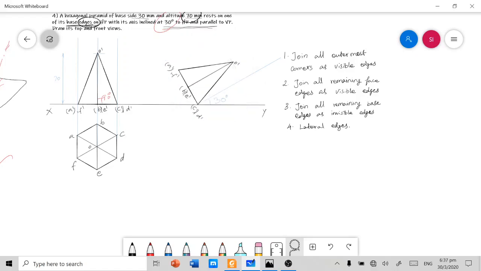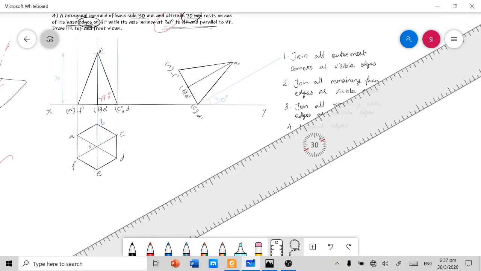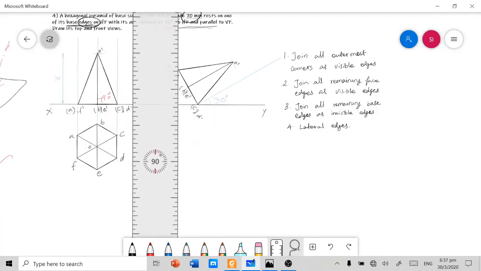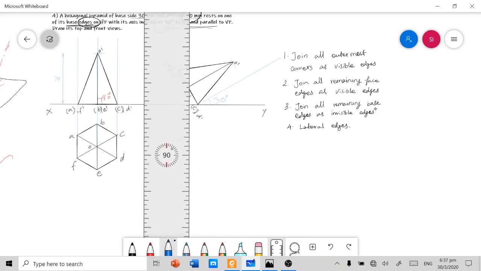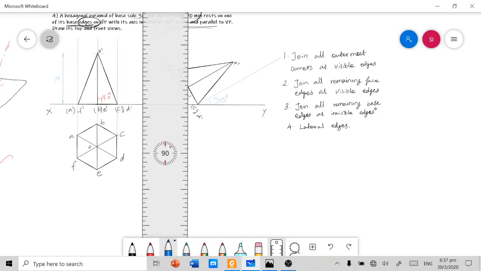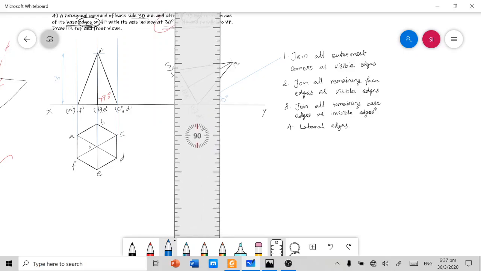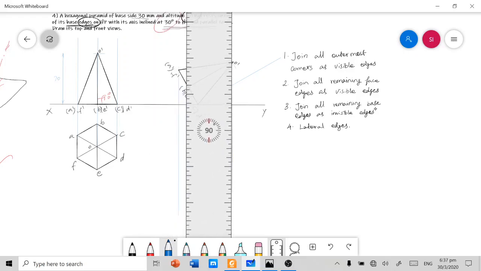Now the solid axis and the pilot line are parallel to each other. I just tilted the solid to one side, and the axis is now inclined at 30 degree to HP. Now, as usual, you have to draw the projectors from each and every corner of the solid, including the apex point.